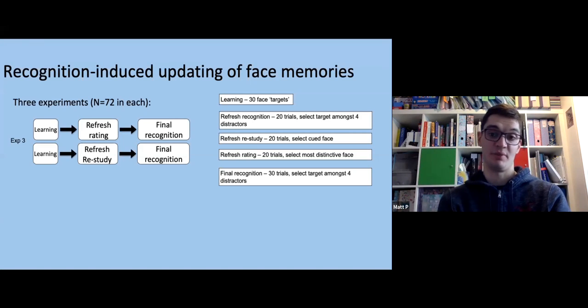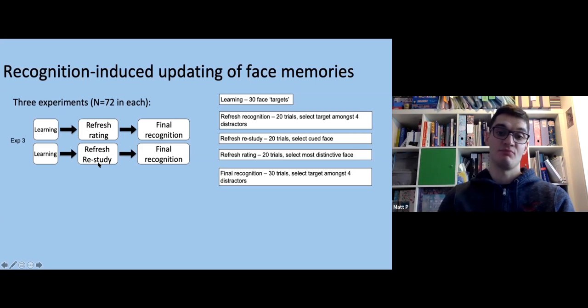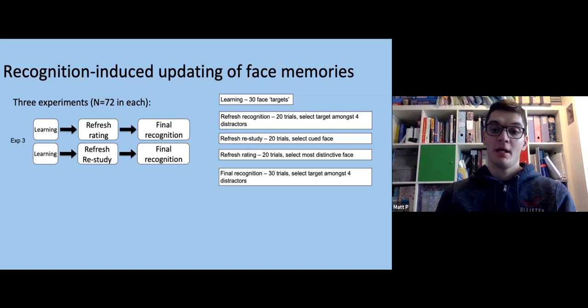And then after they completed those trials, they then did the final recognition task where they were told to remember again the face from the learning phase. The second block for experiment three was in the refresh task was this restudy task. So they're given a face to choose and to memorize for the later final recognition phase.